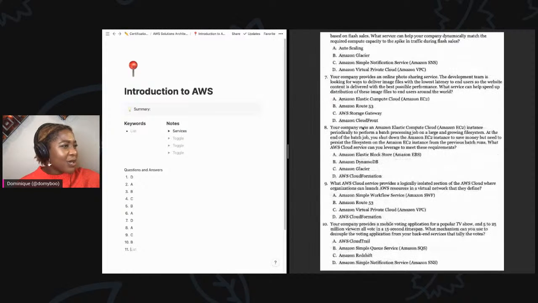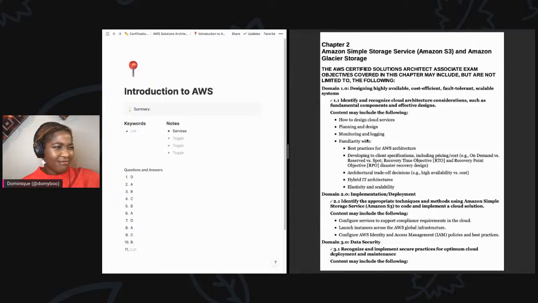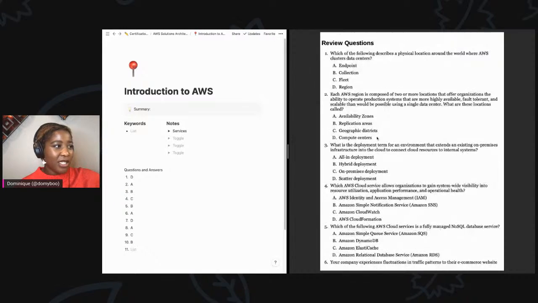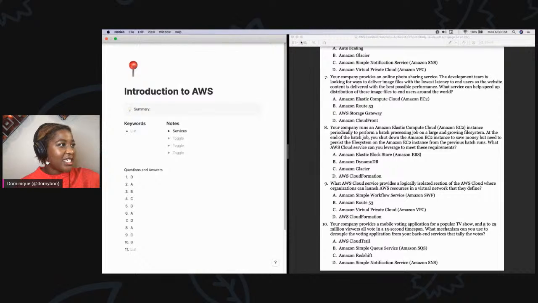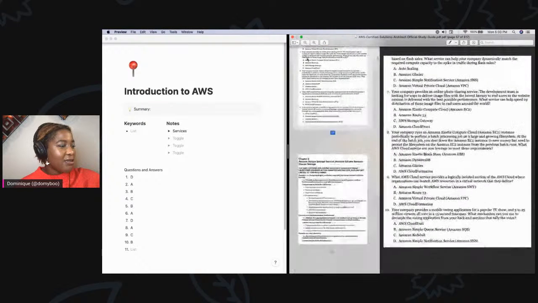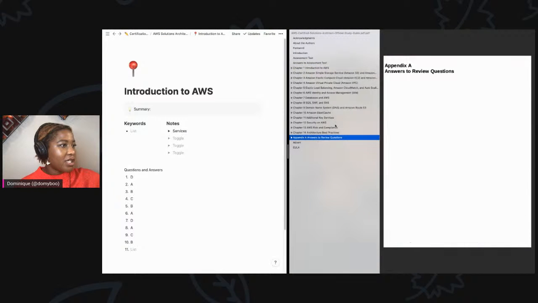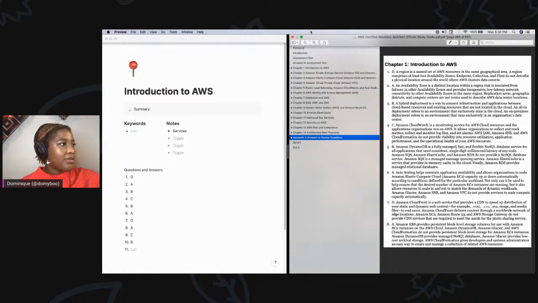Oh, there were only 10 questions for chapter 1? Oh, wow, that was easy. Really? I guess so. Okay, cool. Let's look at the answers. Let's see if we got something right. Table of contents. I want to go to the answers. All right.